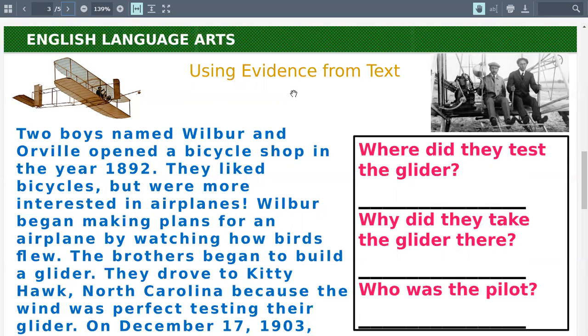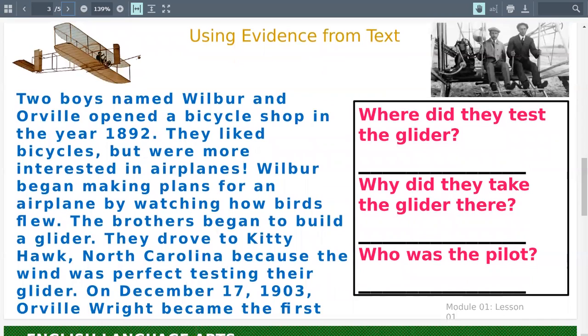Two boys named Wilbur and Orville opened a bicycle shop in the year 1892. They liked bicycles but were more interested in airplanes. Wilbur began making plans for an airplane by watching how birds flew. The brothers began to build a glider. They drove to Kitty Hawk, North Carolina, because the wind was perfect for testing their glider. And on December 17, 1903, Orville Wright became the first pilot in North America.